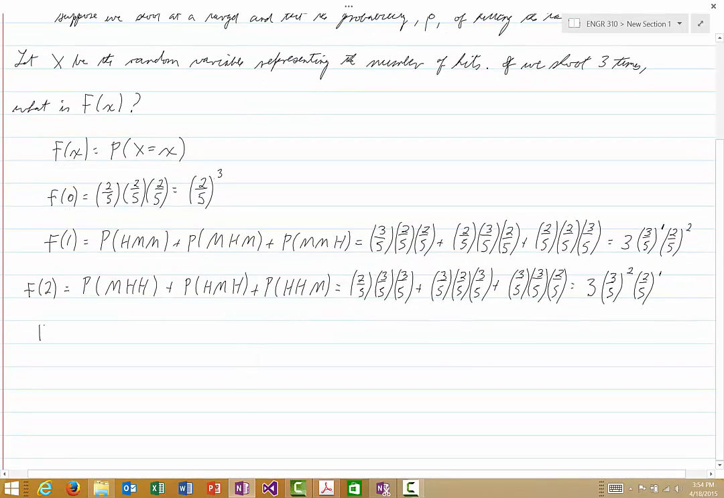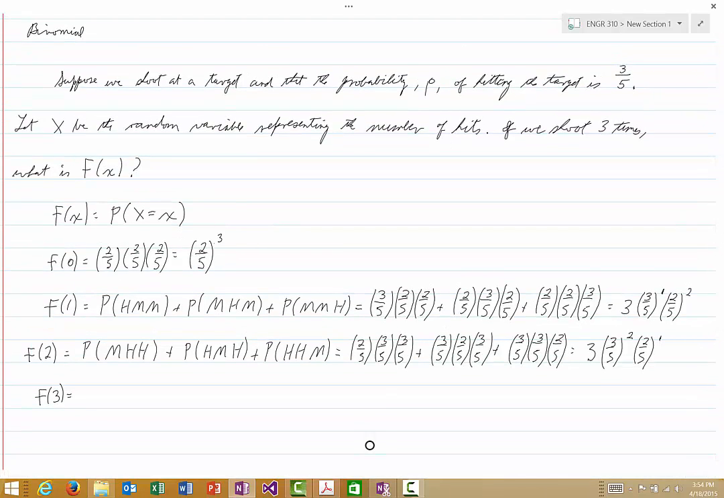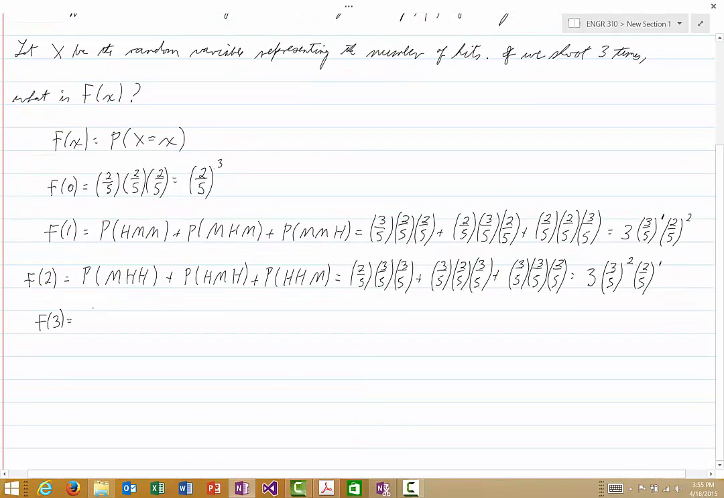And then finally, for f of 3, that means that we have 3 hits, and the probability of each hit is 3/5, so the probability of all 3 hits is 3/5 times 3/5 times 3/5, or in other words, 3/5 to the third power. Now, if you look at this very carefully, you'll notice that an interesting thing is going on.